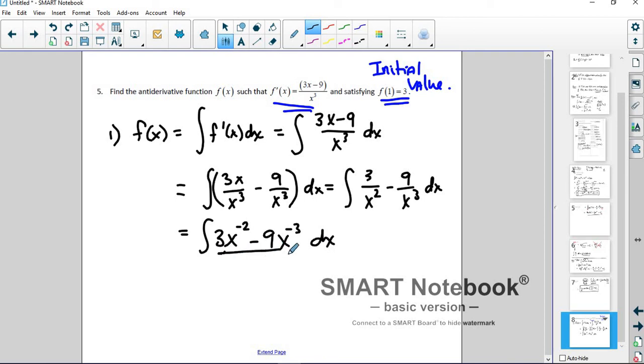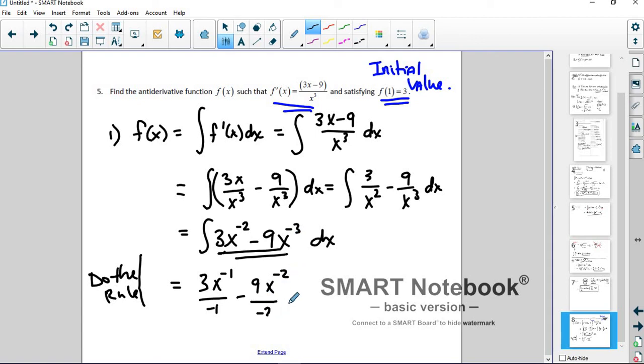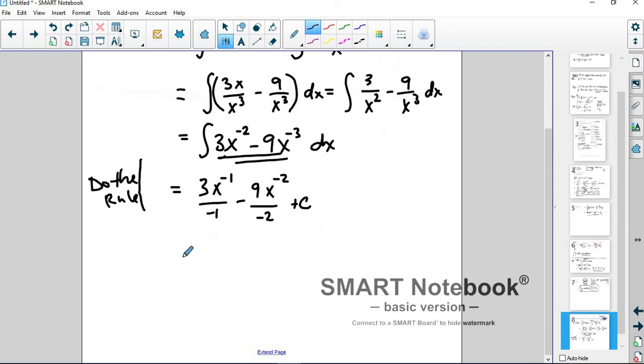Okay, so now we've done all the algebra. Time to do the rule. What's the rule? Add 1 to the power. Negative 2 plus 1 is negative 1. Divide by that new power. Add 1 to the power. Negative 3 plus 1 is negative 2. Divide by that new power. Get a plus c. And now that we've done the rule, now we can manipulate our fractions if we need to, rewrite our functions if we need to. So this is f of x with a plus c in it.